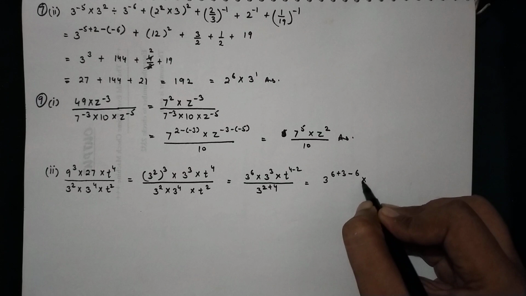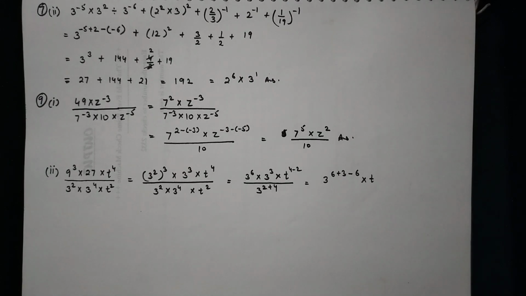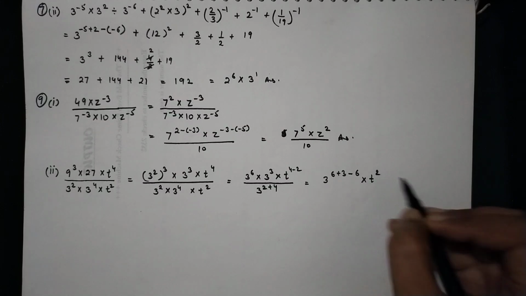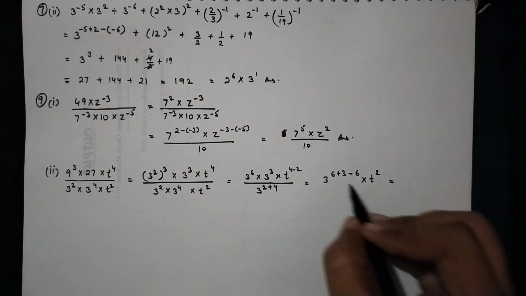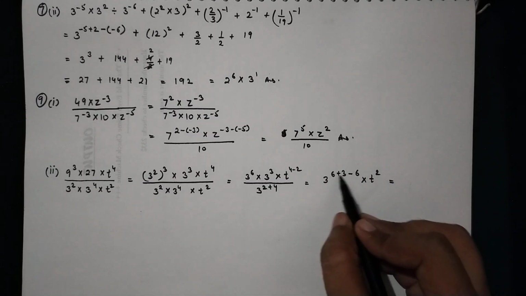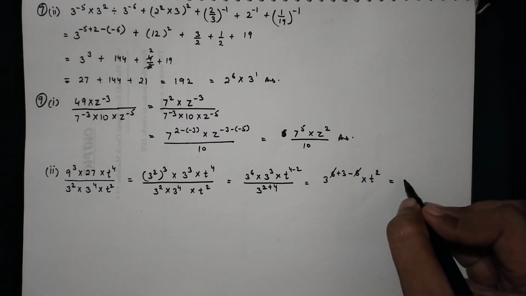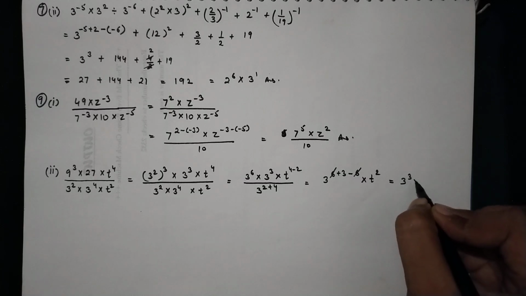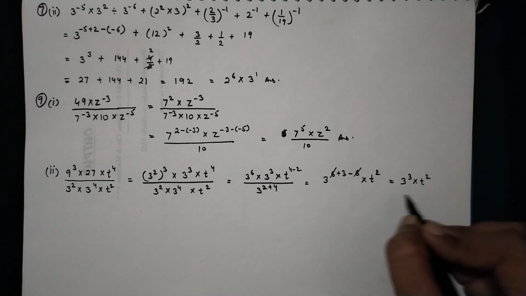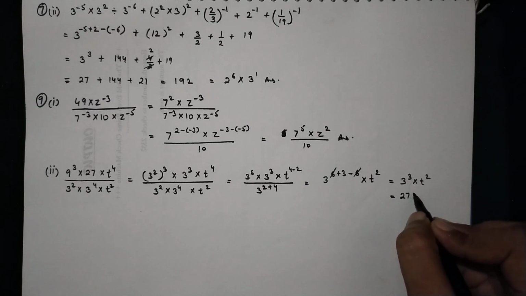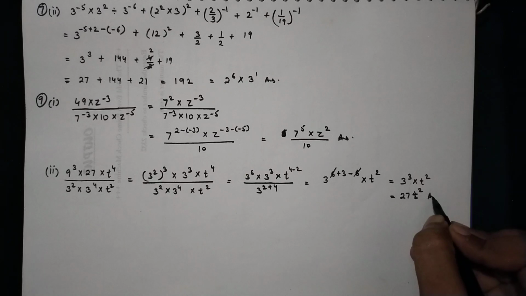into t to the power 4 minus 2, that is 2. And finally this will be equal to 3 to the power, you can cancel out 6 and 6 and you will be left with 3, that is 3 to the power 3 into t to the power 2, that is 3 to the power 3 is 27, so we can write 27 t square as your answer.